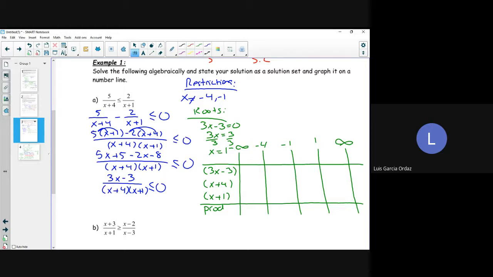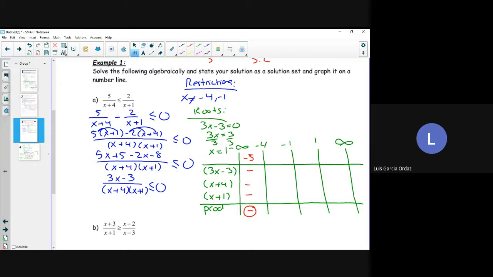Now, like we did in the previous example, we want to pick a number between negative infinity and negative 4. What would a number between them be? 5, negative 5. If we sub in negative 5 into our factors, we get negative, negative, negative, and three negatives multiplied by each other give us a negative. This is what we want, because we want less than or equal to 0.